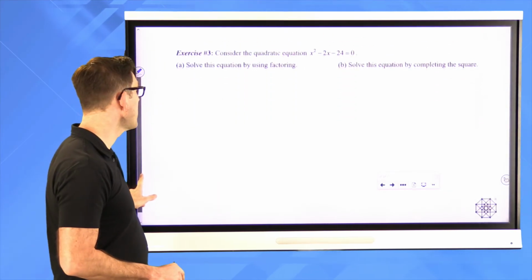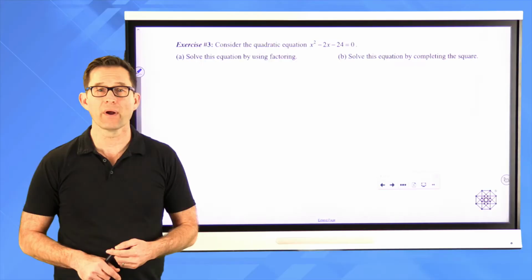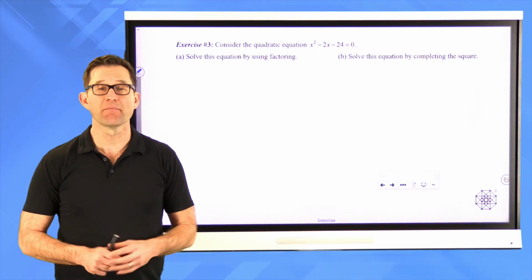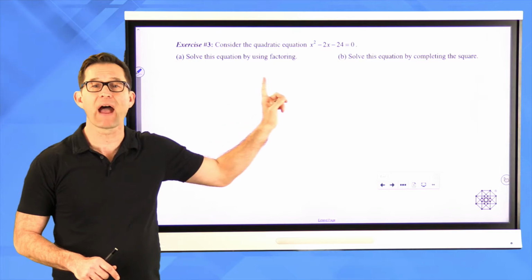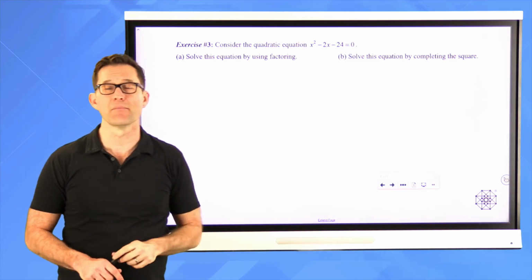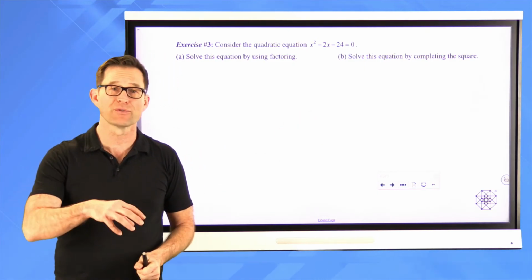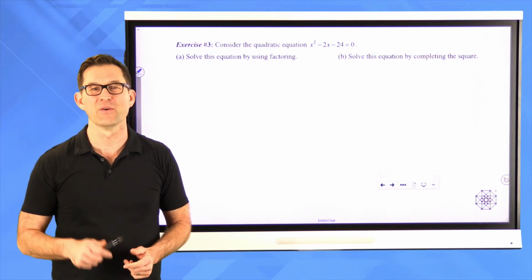All right, let's take a look at exercise number 3. Consider the quadratic equation x squared minus 2x minus 24 is equal to 0. Letter A, solve this equation using factoring, and letter B, solve this equation by completing the square. All right, well, let's do them not both at the same time, but pause the video now and try to solve that equation by using factoring in letter A, and then we'll turn around and also solve the equation by completing the square. But first, do it by factoring, then we'll talk about that. Then I'll have you work on it, completing the square, and then we'll take a look at that. Pause the video now.